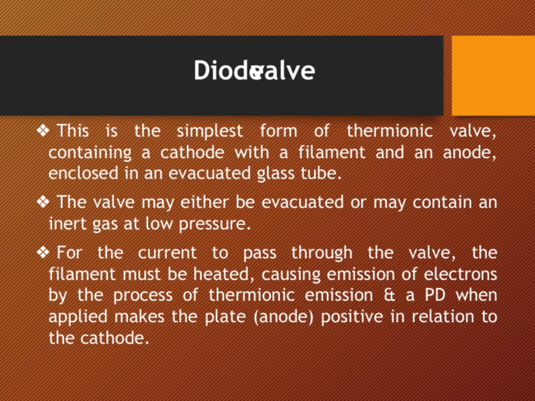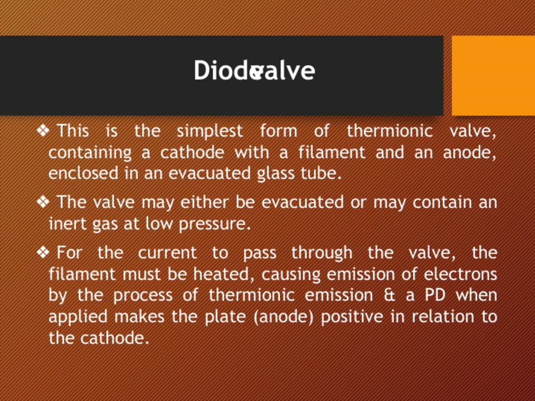This is the simplest form of thermionic valve, and it contains a cathode with a filament and an anode, all enclosed in a sealed glass tube. Now, the valve can either be evacuated, meaning all the air is removed, or it might contain a small amount of inert gas at low pressure to improve its operation. For current to flow through this valve, the filament needs to be heated up. When we do that, it emits electrons through a process called thermionic emission.